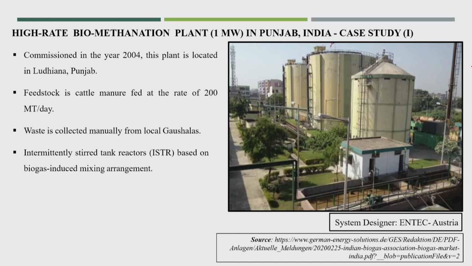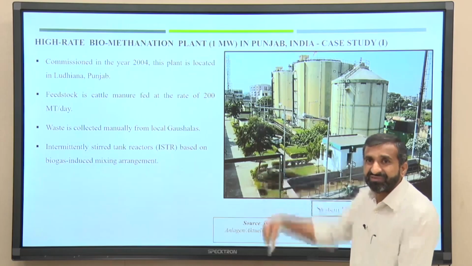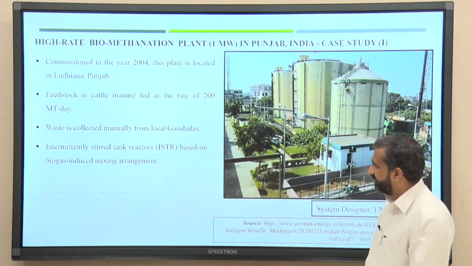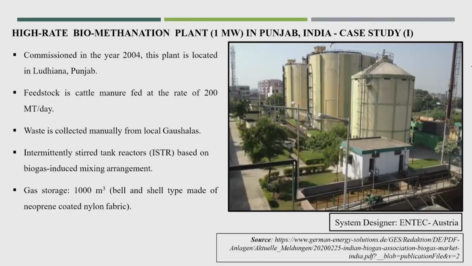Intermittently stirred tank reactor, so it is an ISTR based on the biogas-induced mixing arrangement. Intermittently stirred tank reactor means the mixing unit is available in the reactor, but it is intermittent. The gas storage is a 1000 meter cube bell and shell type made of local nylon fabric, and the digester volume is 2 into 5000 meter cube, means 2 units of 5000 meter cube each. And the end use is power generation.